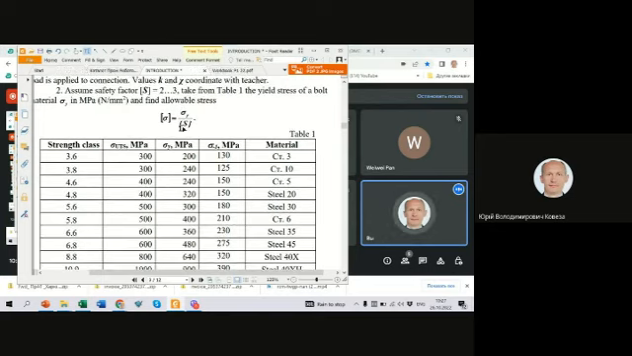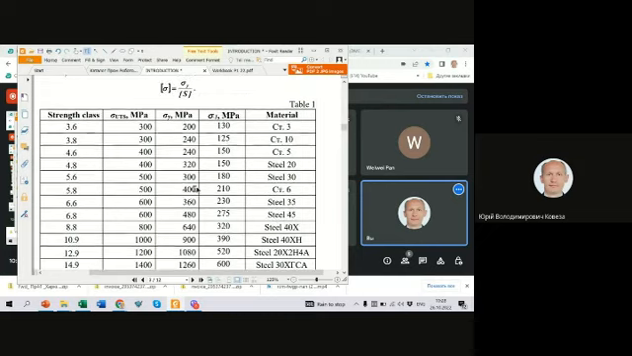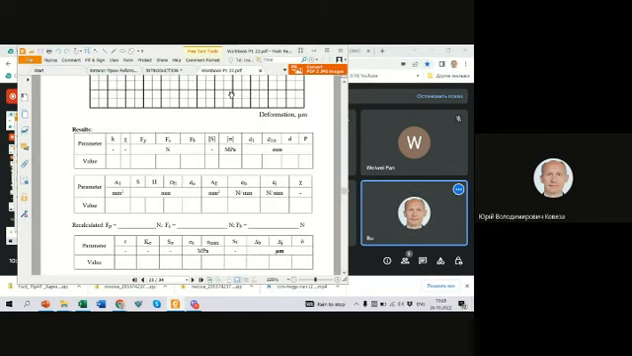So sigma y you can take from this table. Material you know, sigma y is this column. So take sigma y and divide by 2. Result put here, as we should take 2: allowable sigma is sigma y divided by 2.